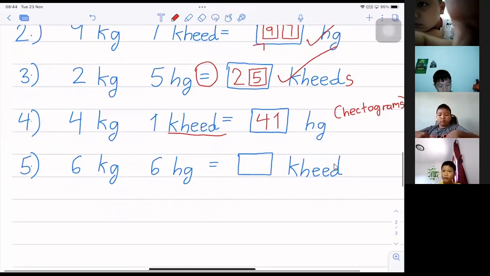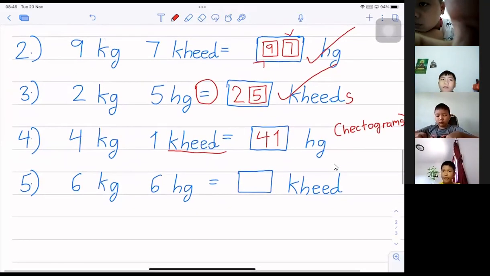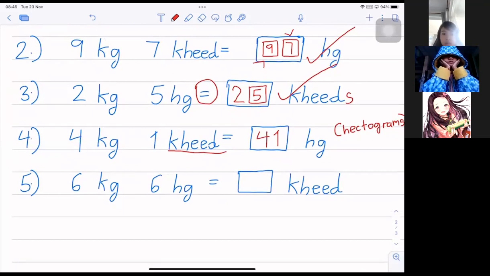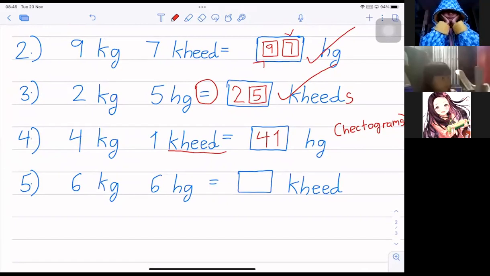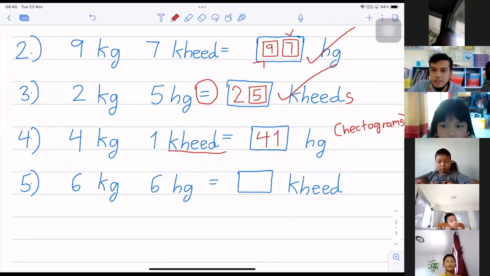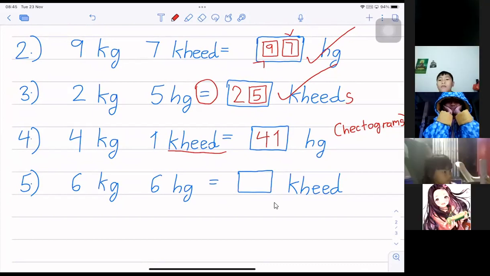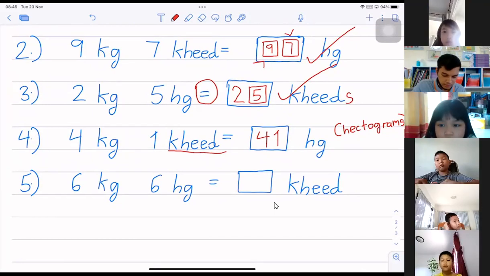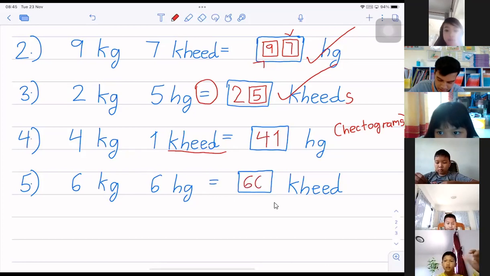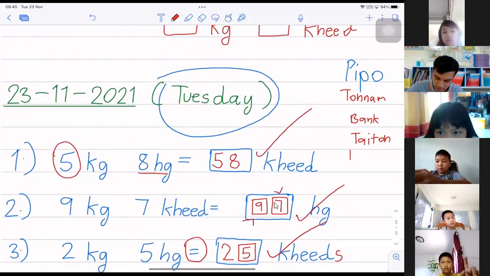Okay. Number five. Okay, the last one. Let's see who can answer me this one. Number five. How home? Oh, where are you? Okay, you're here, right? Okay, how home? 6 kilograms, 6 HG is equals to how many kheed? 66. Very good. 66 kheed. I'll write your name, okay?